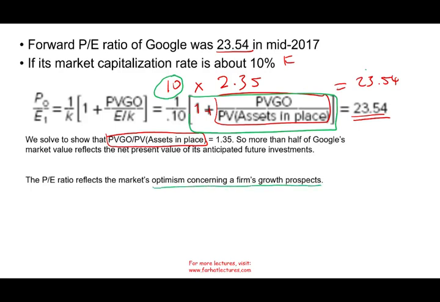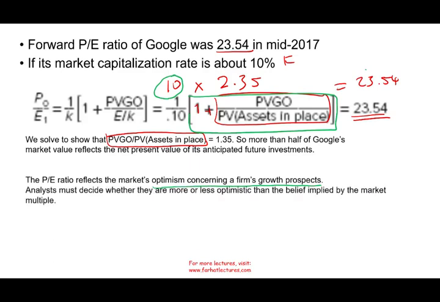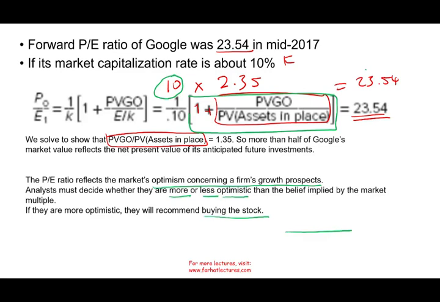So how much are they going to grow? The higher the PE ratio, the higher the growth opportunity, assuming you believe the growth is actually going to occur. So an analyst must decide whether they are more or less optimistic than the belief implied by the market multiple. If they are more optimistic, they would recommend buying the stock. So here's what happens if you recommend buying the stock. Let's assume a company like Tesla, earning, for simplicity, $2 per share.